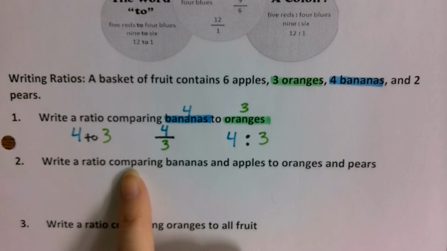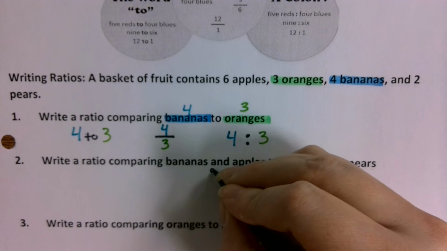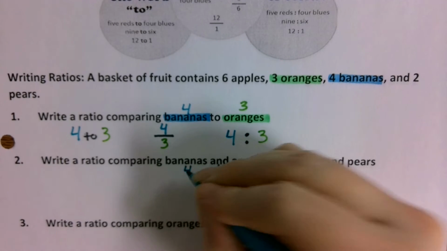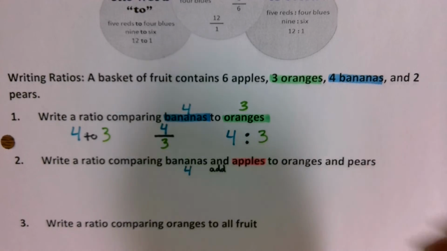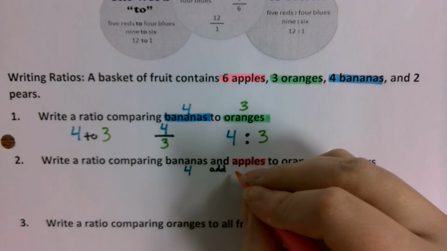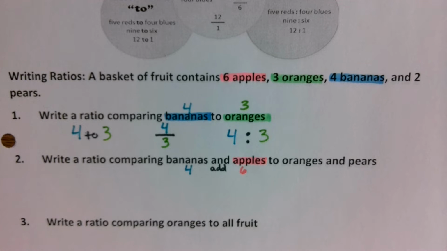So for here, for problem number 2, we're comparing bananas and apples. The word and means that you are going to add those values together. So you're going to take how many bananas there were, which was 4 bananas, and we're going to take how many apples there were. How many apples were there? 6, right? There were 6 apples. So I'm going to take the 4 and add the 6 together, and that's going to come out to how much? 10.